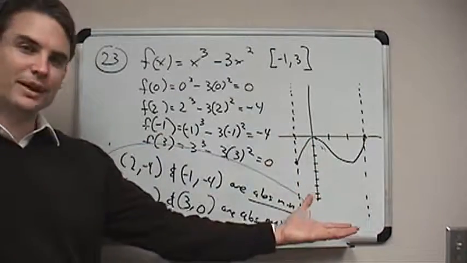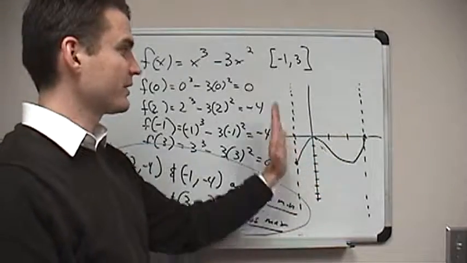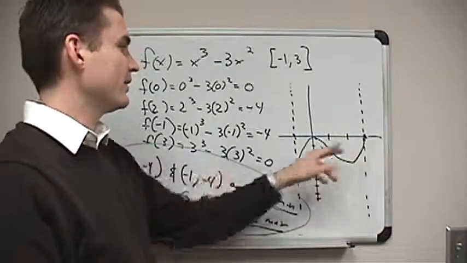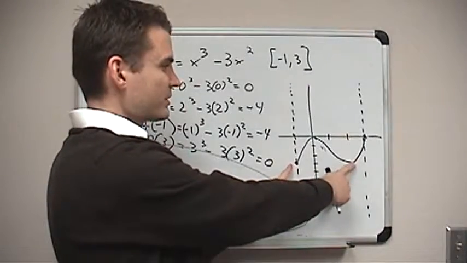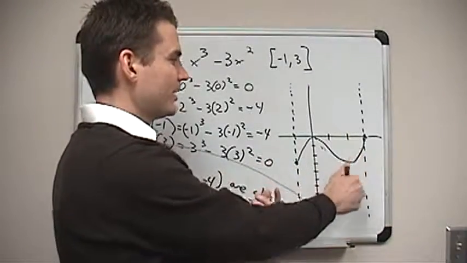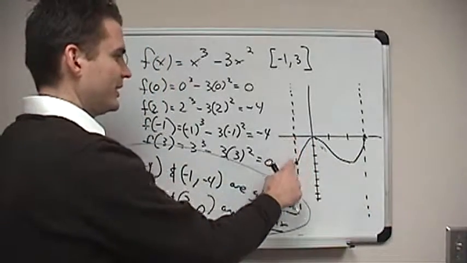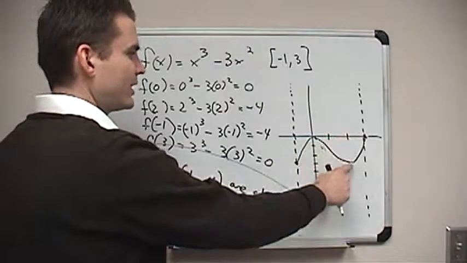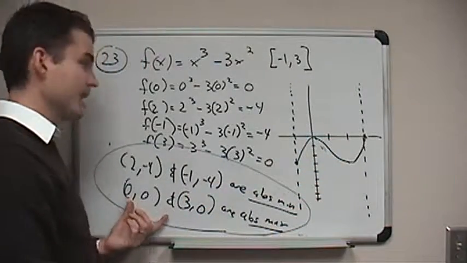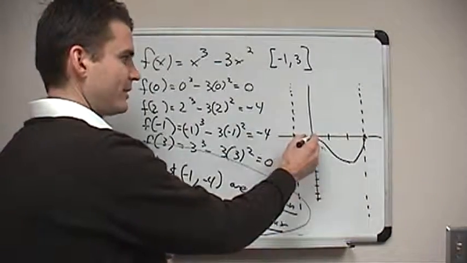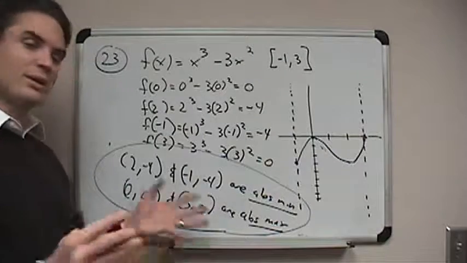Again, remember we could do all of this without looking at the graph. But now that we look at the graph, we see that everything looks right. For this function, restricted to the interval -1 to 3, the smallest y value seems to occur here and here. Those are both tying for the lowest y value. And according to our analysis, those are the points -1, -4 and 2, -4. My graph's a little off, but that's exactly right. And the absolute maximum, the largest y value, occurs here and here at 0, 0 and 3, 0. So everything checks out.